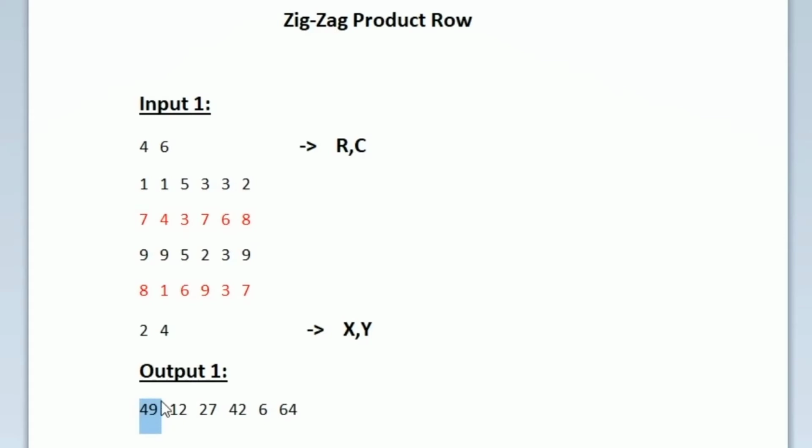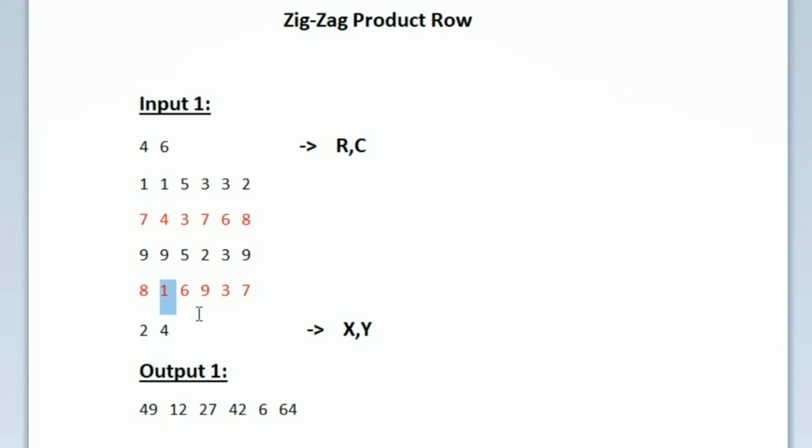So 7 into 7 is 49, and then the next integer, that is the second integer in the xth row, is 4, and the second last integer in the yth row is 3. So 4 into 3 is 12, and then the third integer in the xth row is 3, and the third last integer in the yth row is 9. So 9 into 3 is 27, and then the fourth integer in the xth row is 7, and the fourth last integer in the yth row is 6. So 7 sixes are 42, and then 6 into 1 is 6.